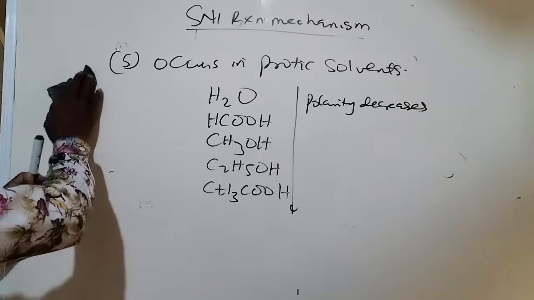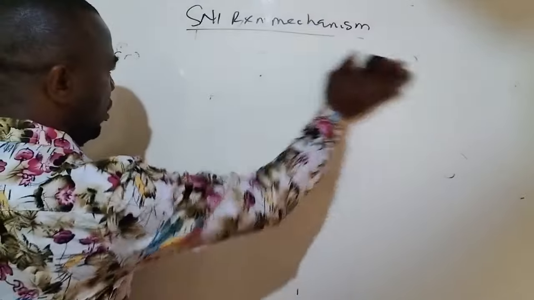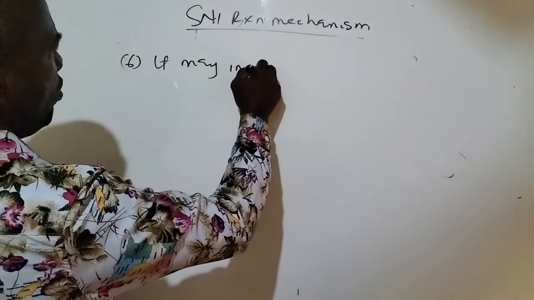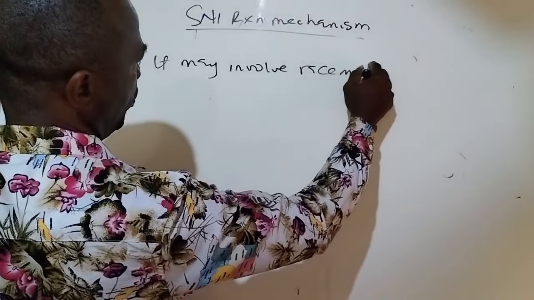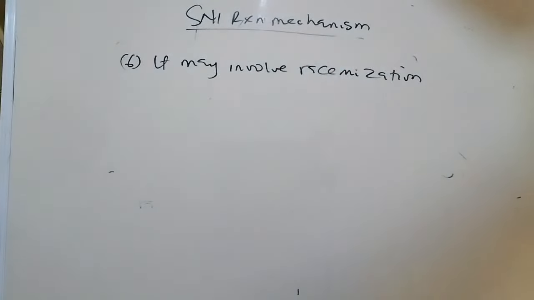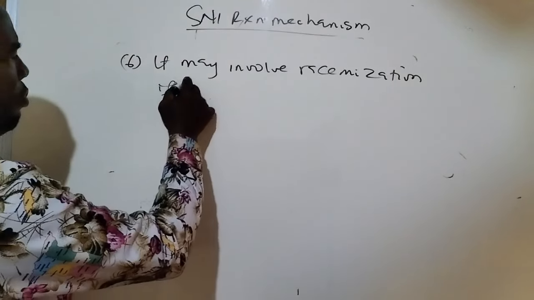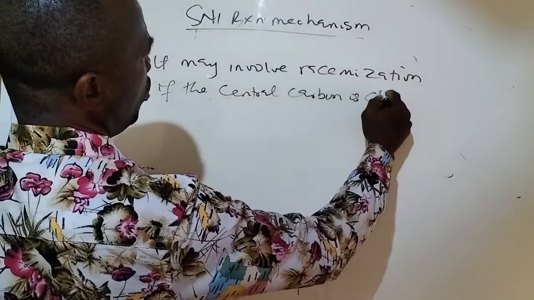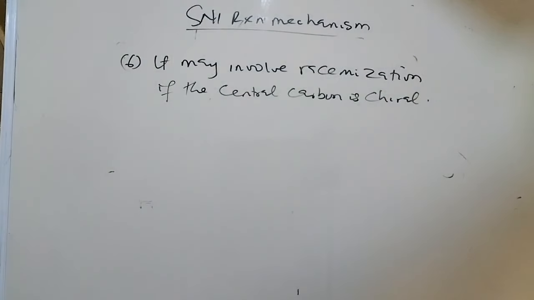Then the 6th feature is it may involve racemization. So it may involve racemization if the central carbon is chiral. So what is racemization in organic chemistry? It is the process whereby an optically active compound or chiral molecule converts into a racemic mixture.